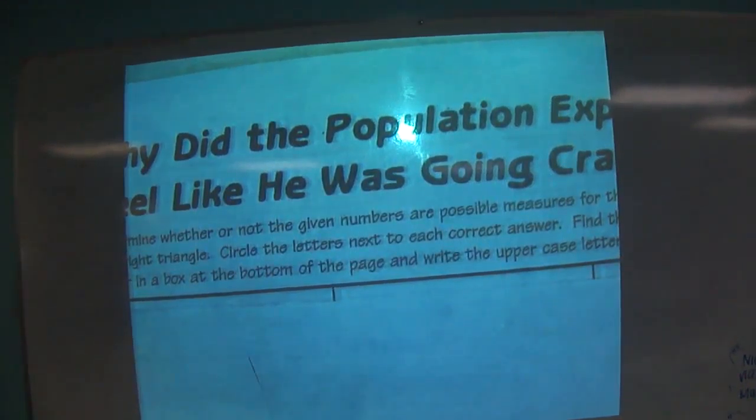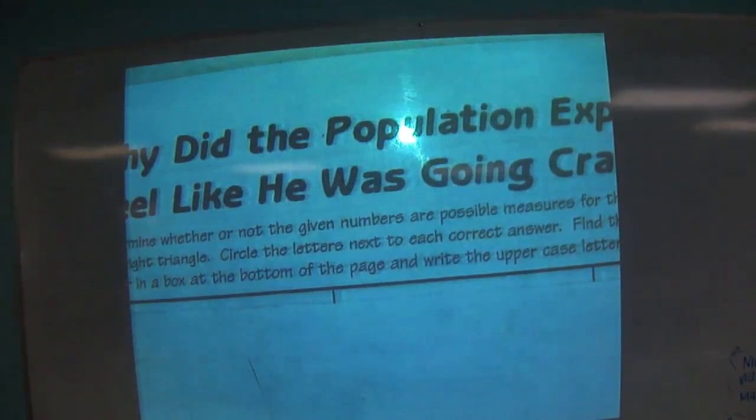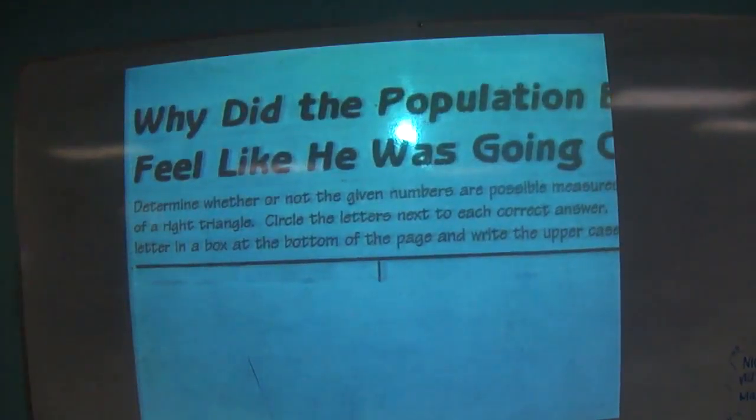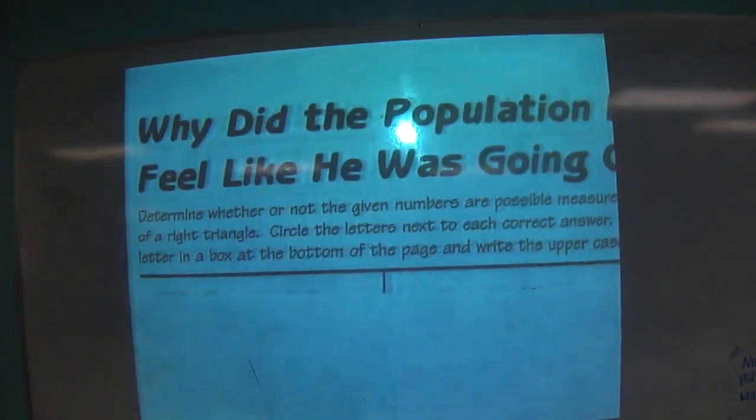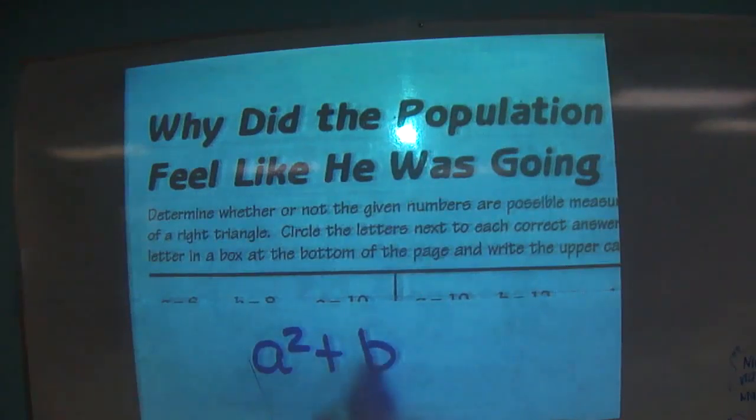Okay, so we're talking about the Pythagorean theorem, and its first assignment, why did the population expert feel like he was going crazy? What we're doing on this one is we're looking at whether or not the given numbers are possible measures for the side of a right triangle. Remember, the Pythagorean theorem says a squared plus b squared equals c squared.